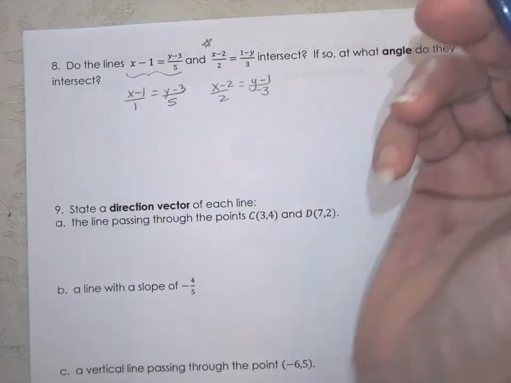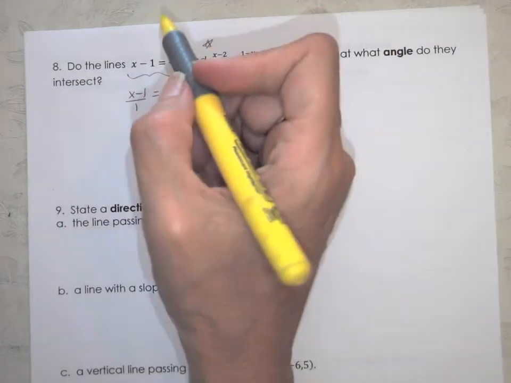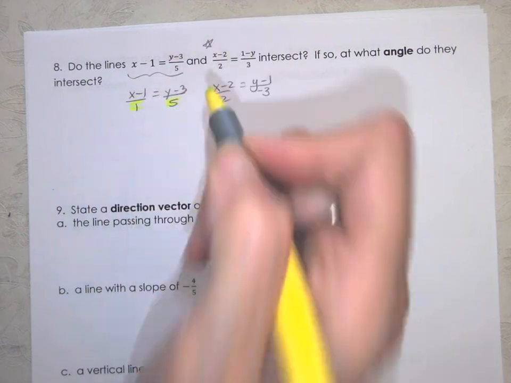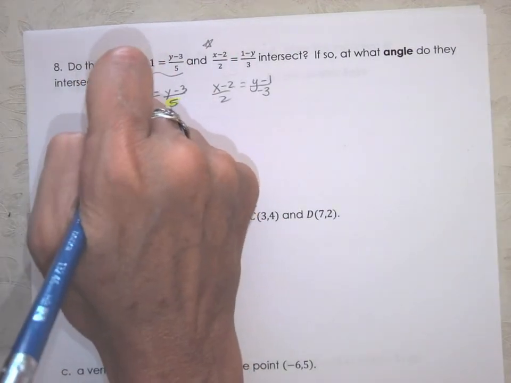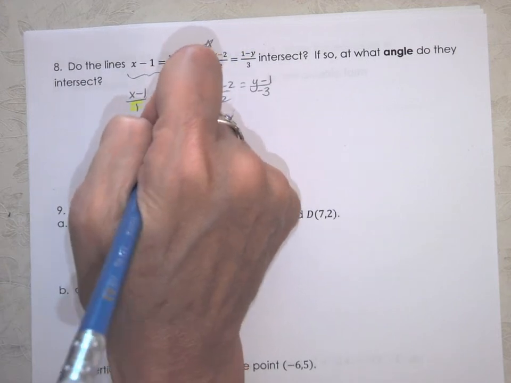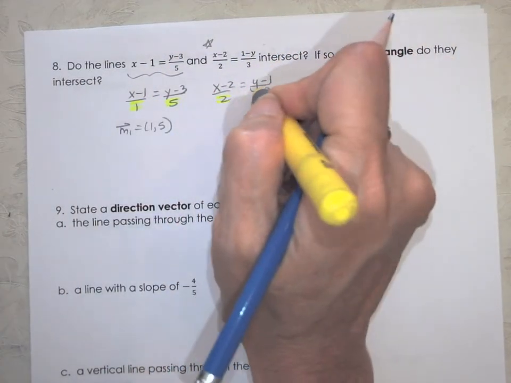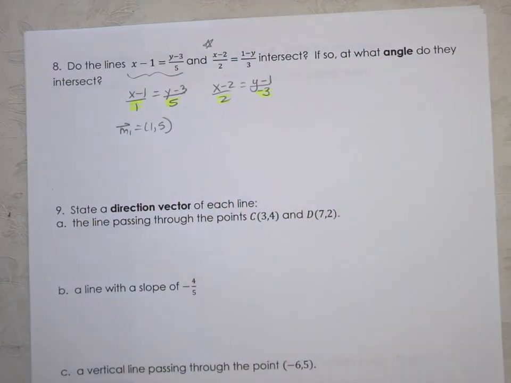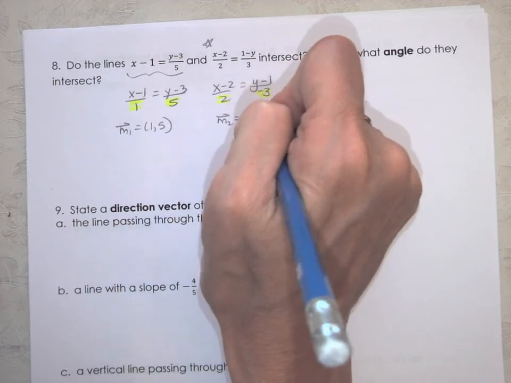So now I can look at the directions. So I should be able to look at this symmetric equation of my first line and right away say that the direction vector of the first line, which I'm going to call M1, is (1, 5). And then again, looking at the second equation, now that I've put it in symmetric form, the direction vector of the second line is (2, -3).